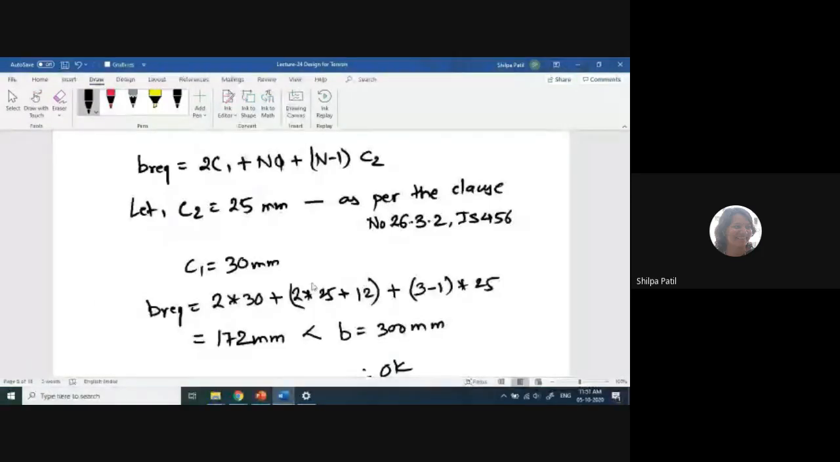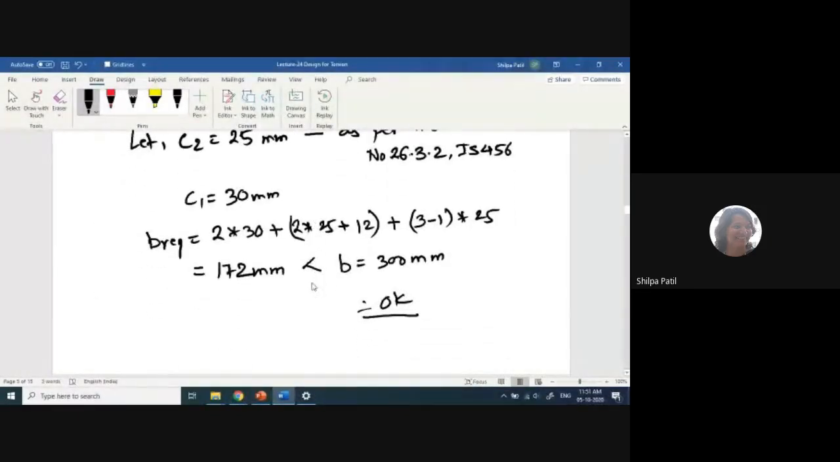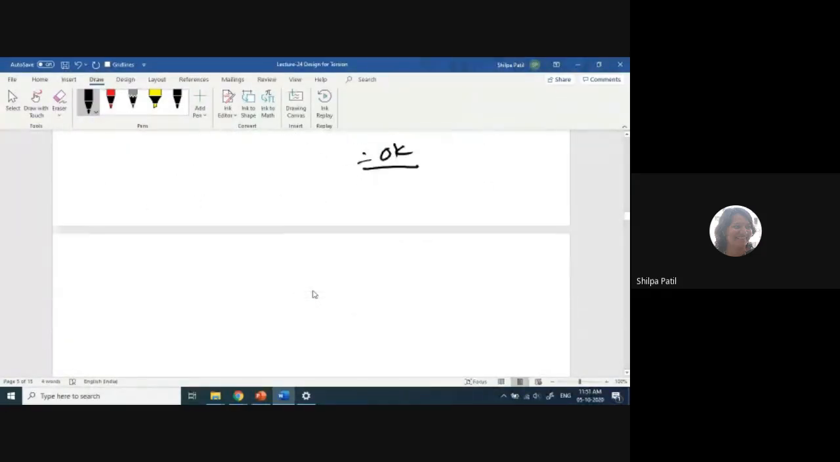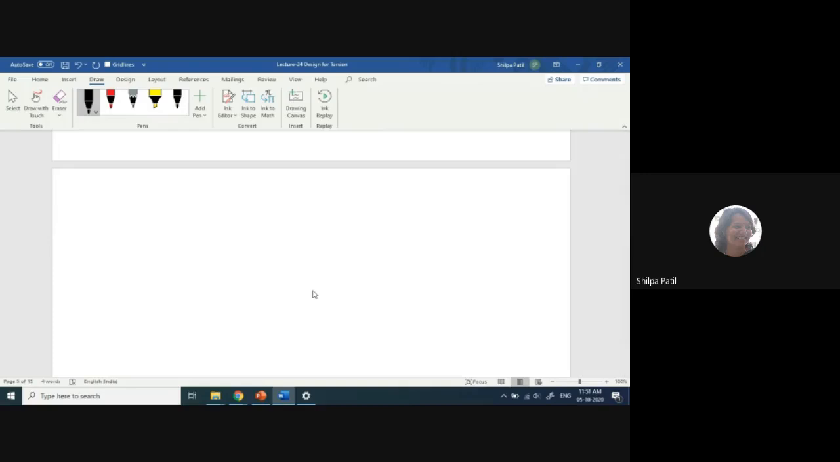So we can increase C2 in this case also. Is it clear now, Akshata? Yes, ma'am. So the C2 value you can increase. Instead of 25, you can put the 300 value in this equation with C2 unknown, and find out what the C2 is. That will be the provided C2, the practical value. Okay, so let us move to the design for shear now.